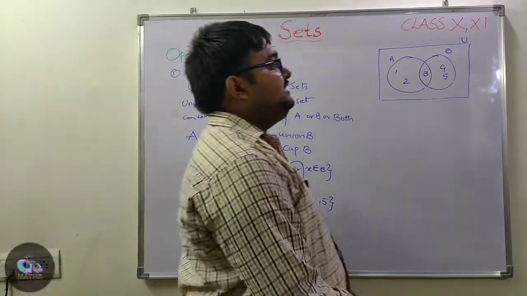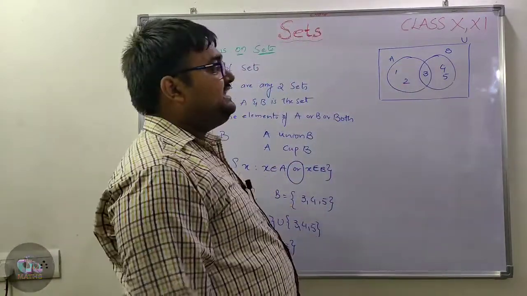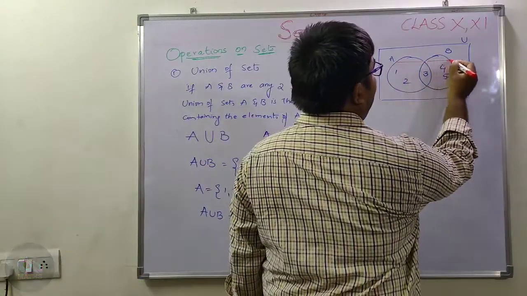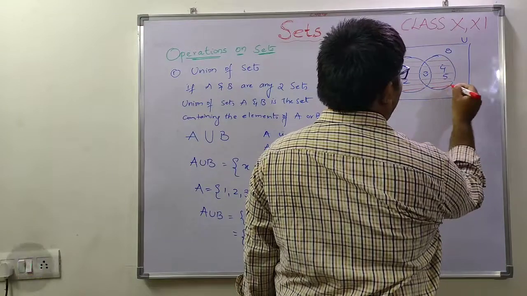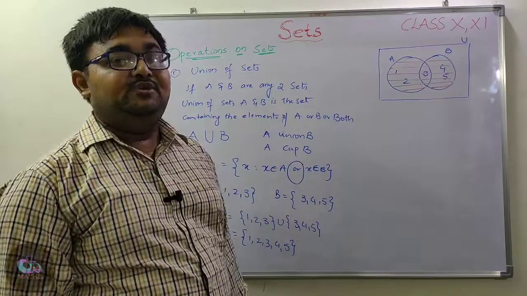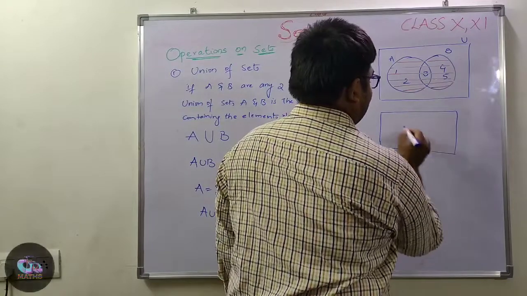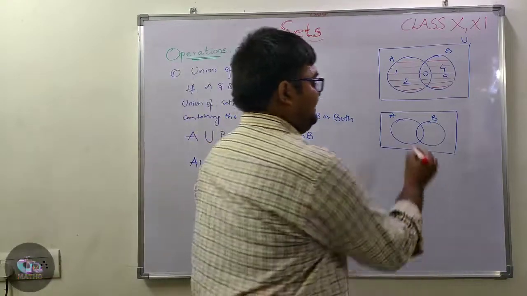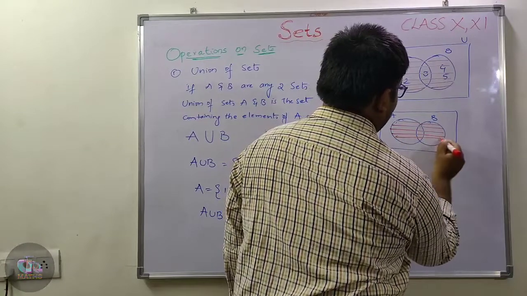Now to represent A union B, you need to take the elements of set A or set B or both. So if you want to represent A union B, it is represented by this particular shaded region. So this total shaded region is nothing but called as A union B. In our general form, the general representation for A union B is given by, if this is set A and this is set B, then A union B is nothing but this shaded part.